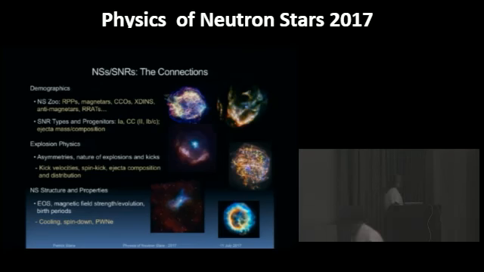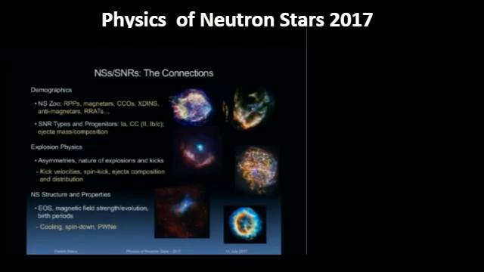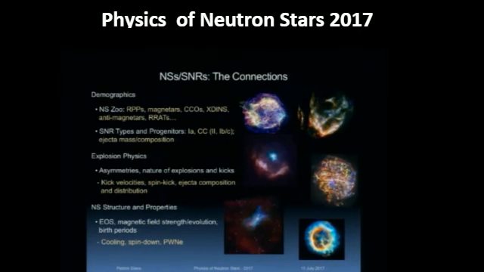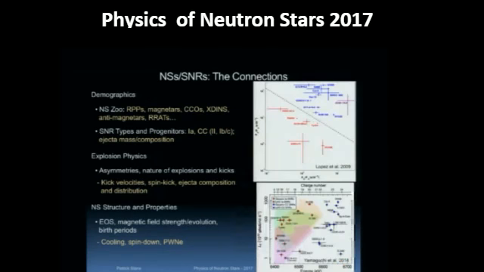Similarly, by looking at supernova remnants that have neutron stars associated with them, we've learned a lot about different types of supernova remnants as well. Those lead us in the direction of understanding the explosion mechanisms that we heard about in the last session. Those include things like asymmetries, the nature of kick velocities, and the interior structure of the neutron stars themselves.